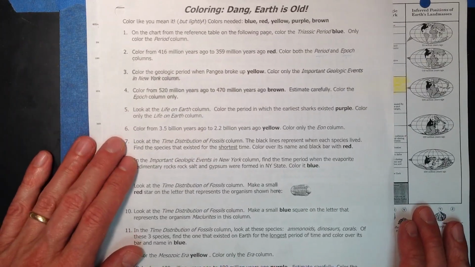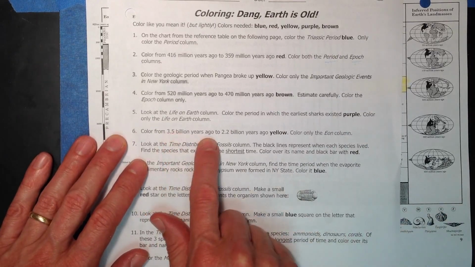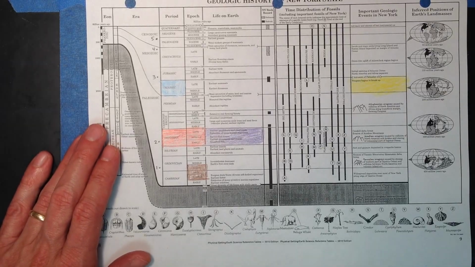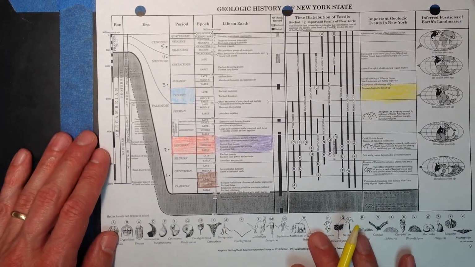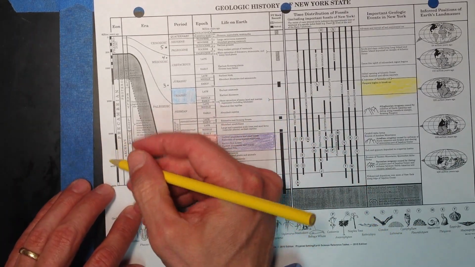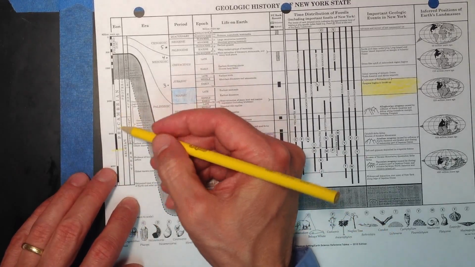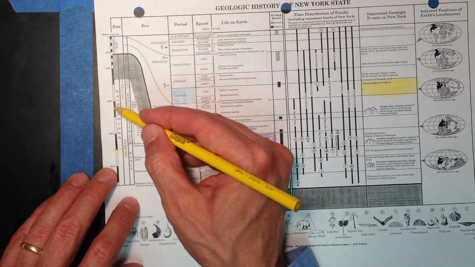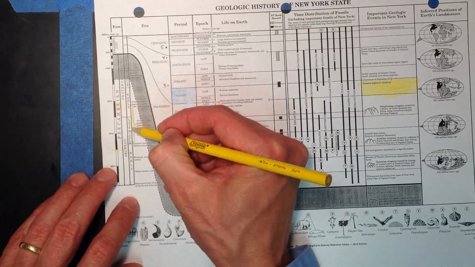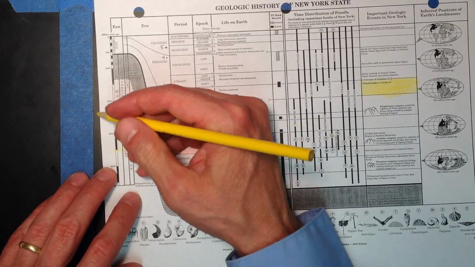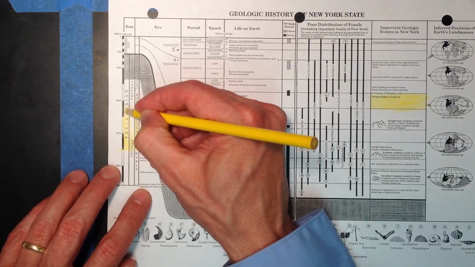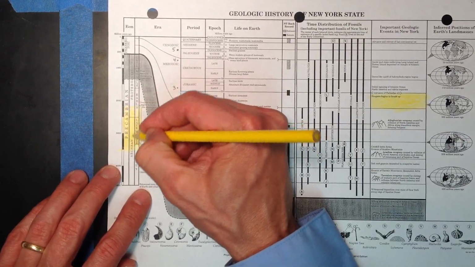Next up, what are we doing? Number 6, color from 3.5 billion years ago to 2.2 billion years ago yellow, only the eon column. Here we go. It's the only one you really could color. What are we doing? 3.5 to 2.2. So 3.5 is right here. And then 2.2 is probably right about, like, that's 2.5, so maybe in there. So it's about this. And I'm doing yellow on this one, right? Yellow right there. There we go. Okay, so that's that time frame.